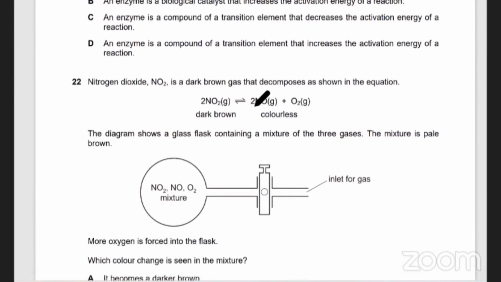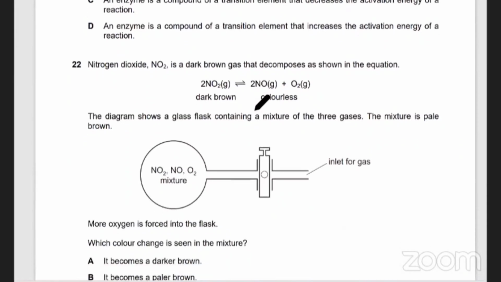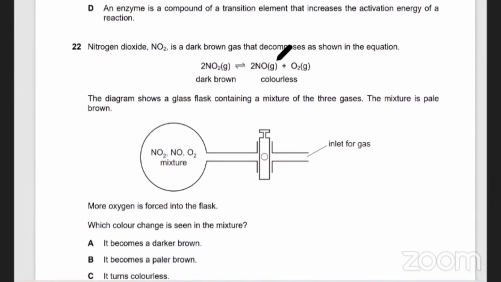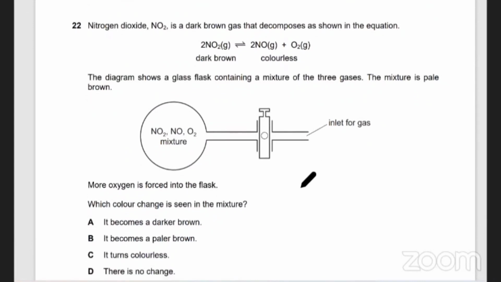Nitrogen dioxide is a dark brown. Now this is equilibrium, a reversible reaction. That decomposition is shown in the question. The diagram shows a glass flask containing a mixture of the three gases. The mixture is pale brown. More oxygen is forced into the flask. What color change is seen in the mixture?